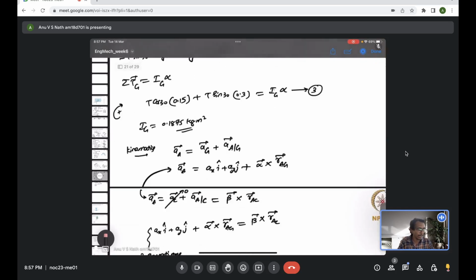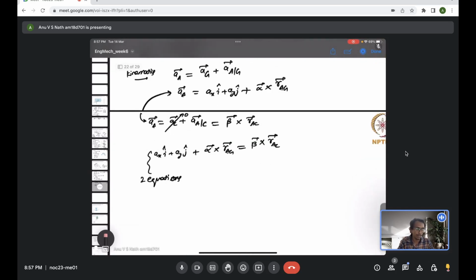So earlier we had 3 equations. With these 2 equations, in total we have 5 equations. And the unknowns: earlier AX was there, AY was there, T was there, alpha was there, and now one more unknown, beta, came. Total 5 unknowns, 5 equations. Simultaneously you can solve all of them to obtain each of the values.